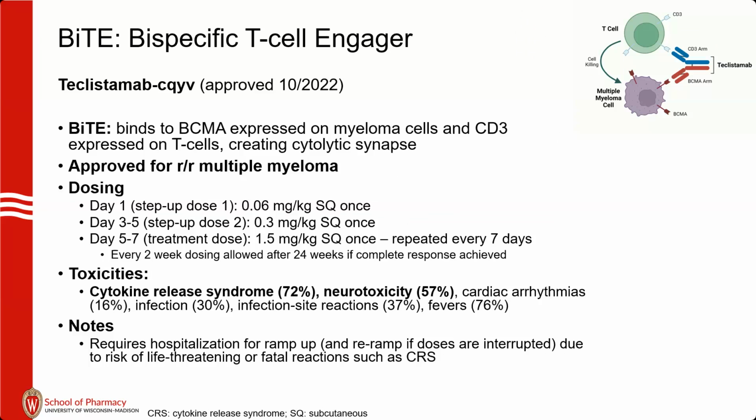Dosing here on the slide is a step-up dosing, which requires hospitalization for these step-up doses, as well as a re-ramp if the dosing is interrupted on the outpatient side. So tiny doses, subcutaneously in kind of 2-day increments. And then once the patient tolerates that, they're administered every 7 days and potentially up to every 14 days on the outpatient side if they tolerate the drug.